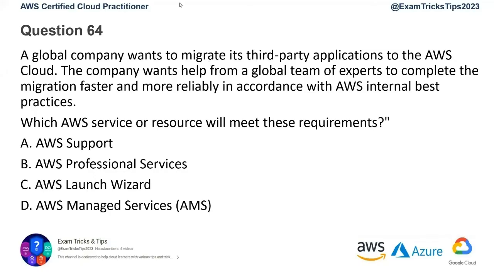Question number 64: a global company wants to migrate its third-party applications to the AWS Cloud. The company wants help from a global team of experts to complete the migration faster and more reliably in accordance with AWS's internal best practices. Please read the question, go through the options, and also mark your keywords.